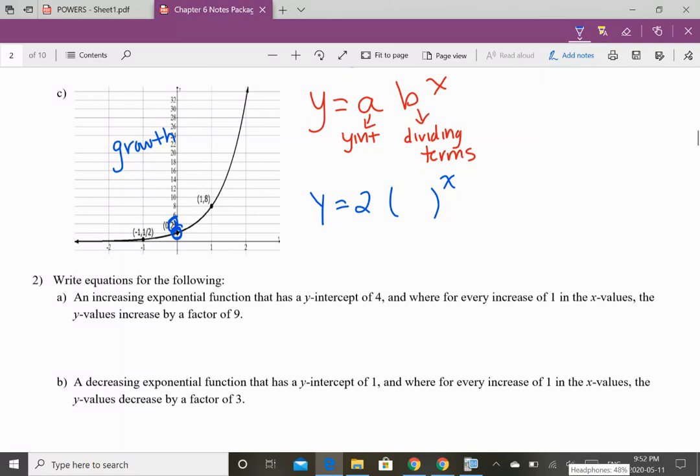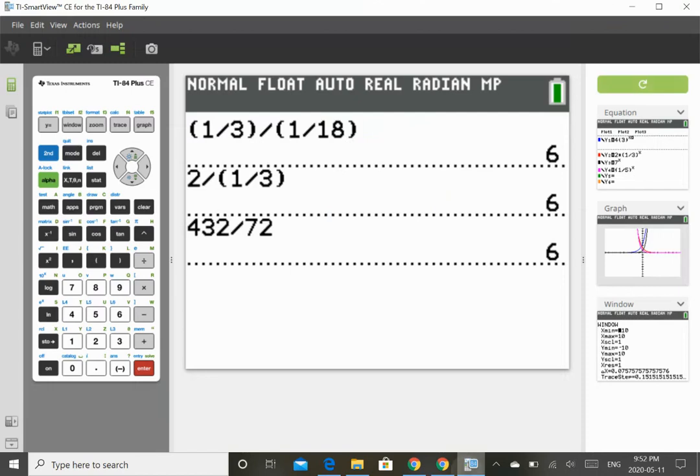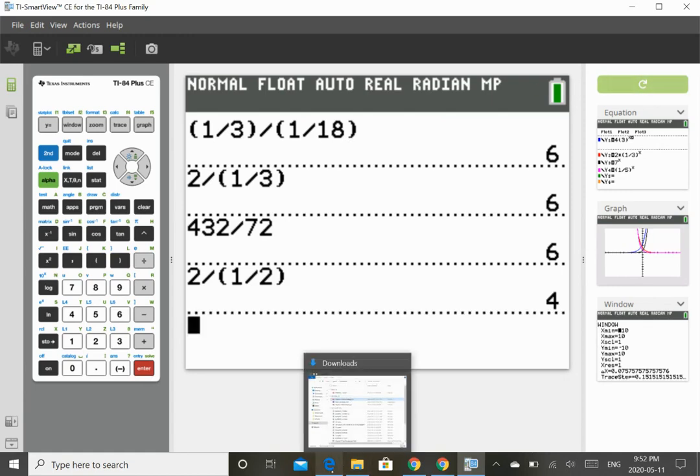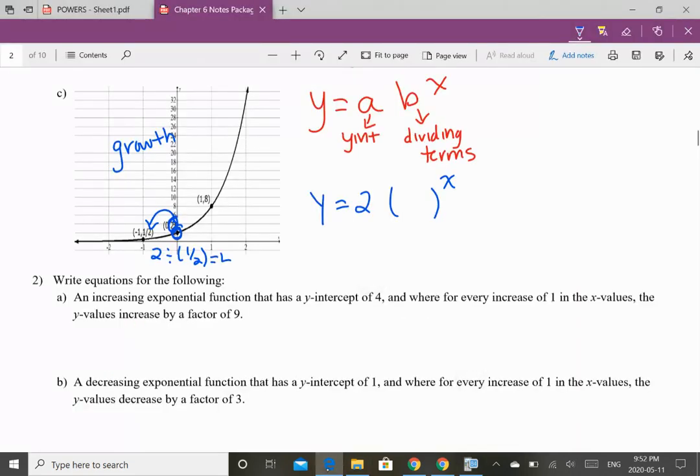We want to find what that base is going to be, so I'm going to divide my consecutive y values. We're going to go 2 divided by 1/2. We can put that into the calculator. 2 divided by 1/2 gives us 4. I like that. It's bigger than 1. Let's check our next consecutive terms: 8 divided by 2 also gives us 4. So our common factor is 4, which means our base is 4.